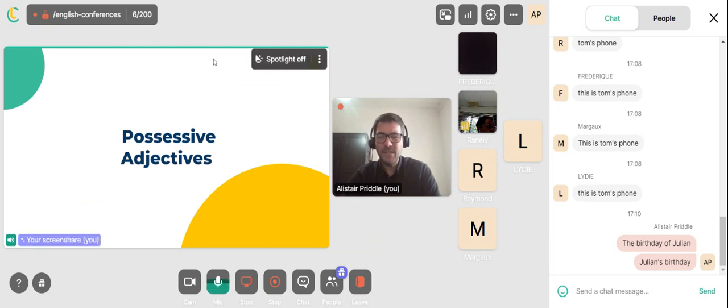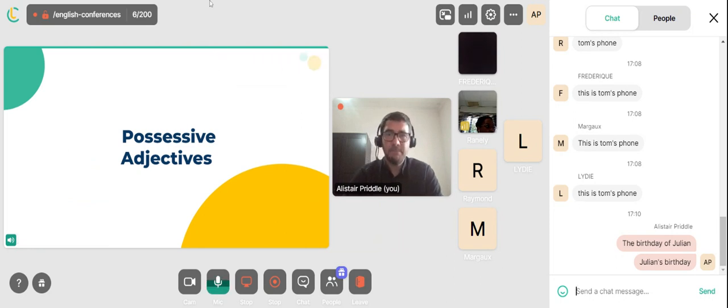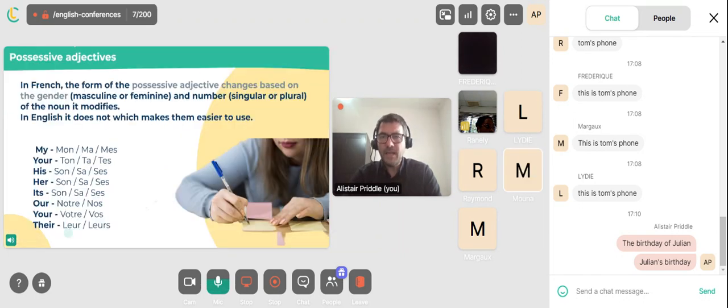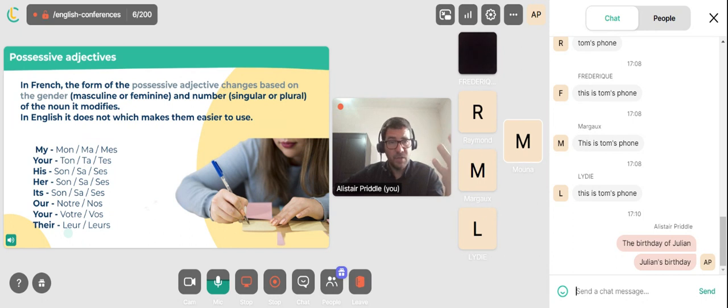The next part of the lesson is for possessive adjectives. Okay, let's have a look at these. Possessive adjectives. So in French, the form of the possessive adjective changes based on the gender, masculine or feminine, and the number, singular or plural. It changes based on the gender and number of the noun it modifies. Now in English it does not, which makes them easier to use.